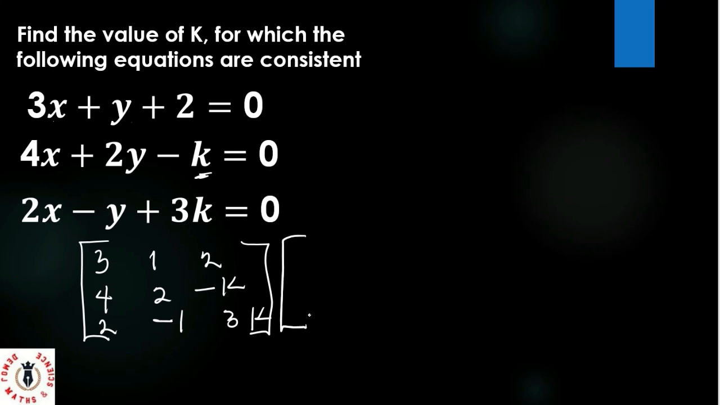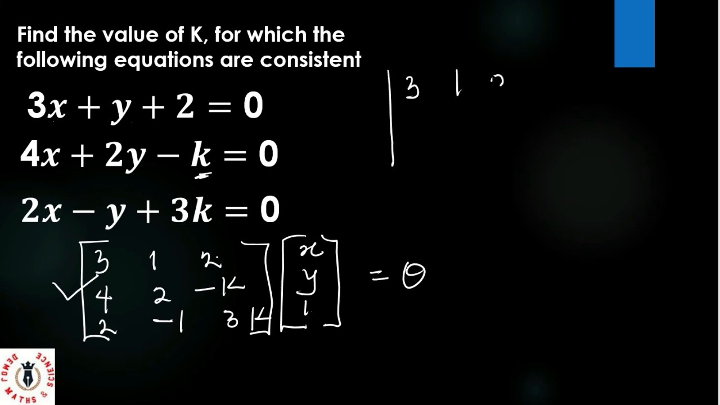Multiplying it, we have the matrix x, y, and 1. Why 1? Because we have a set of constants here, and this equals 0. To check for consistency, we'll be dealing with this particular matrix here. We'll be checking the determinant of that matrix. So for these equations to be consistent, the determinant 3, 1, 2, 4, 2, minus k, 2, minus 1, and 3k must equal 0.